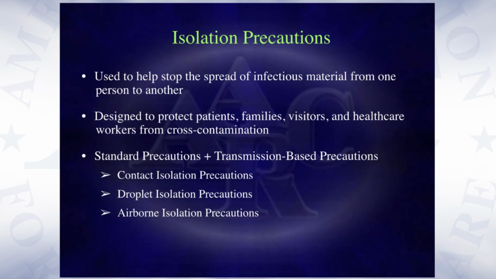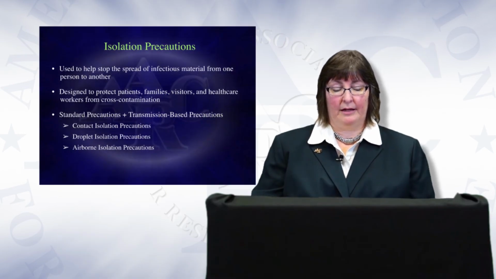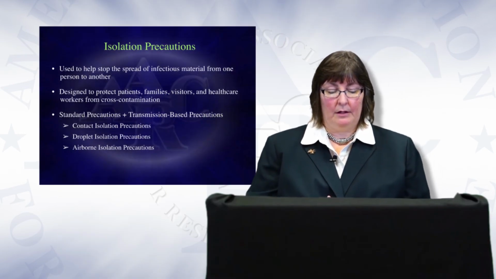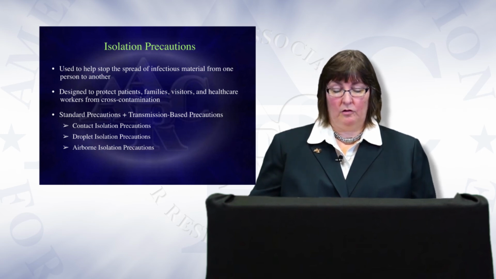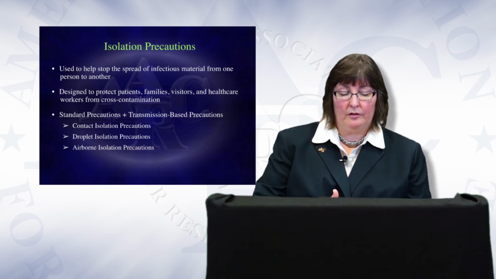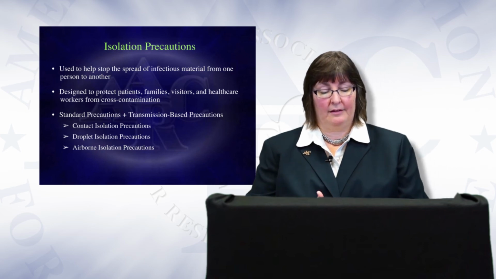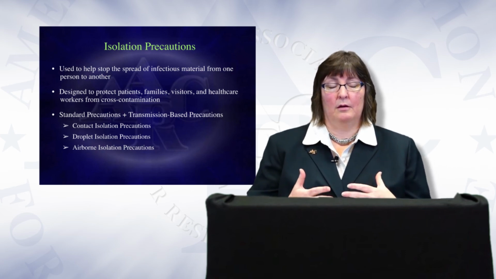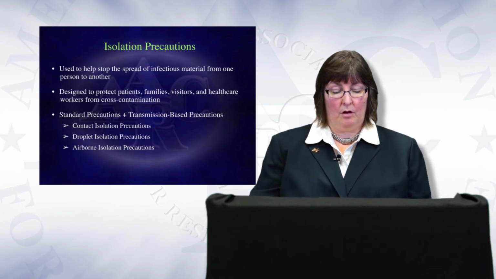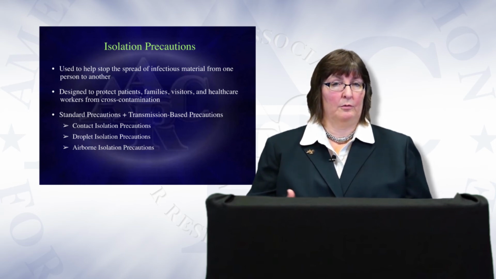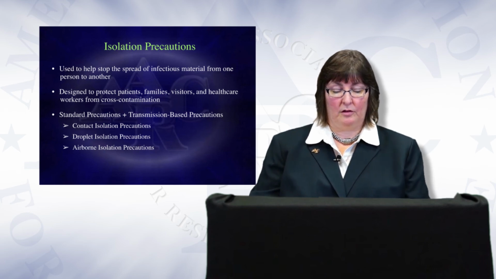Another effective way to prevent the transmission of infection is isolation precautions. Obviously used to help stop the spread of infection from one person to another. We have several tiers. What we have in place is a tiered system based on transmission. So we want to employ these precautions when we know the microorganism and disease, and we select the best isolation based on how we know that organism is transmitted from patient to patient.